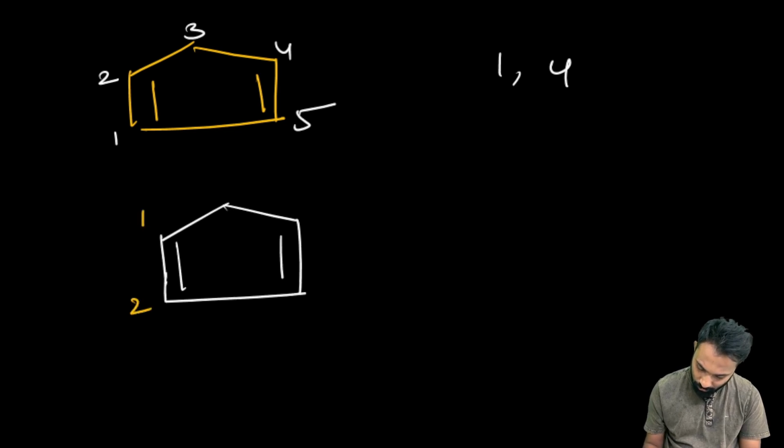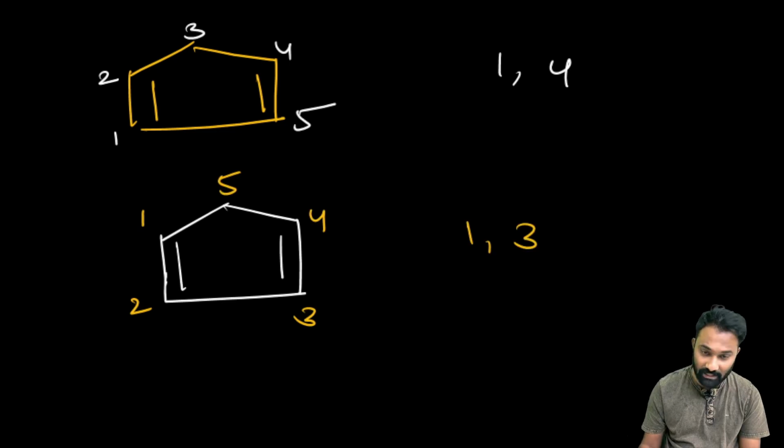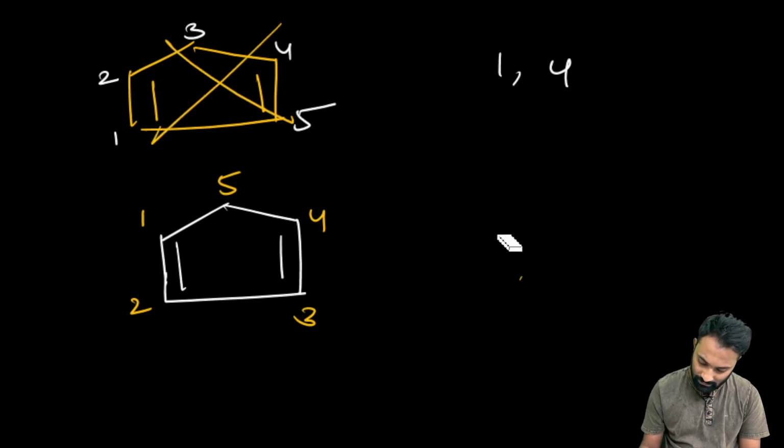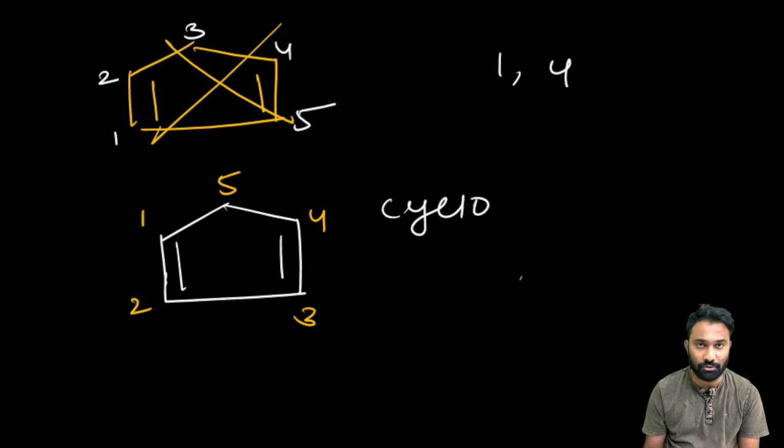If you start the numbering from here, 1, 2, 3, 4, 5, now the double bonds are getting 1 and 3, right? So the earlier numbering is wrong and this numbering is correct. Clear? The name of this compound will be cyclo, because there is no substituent.